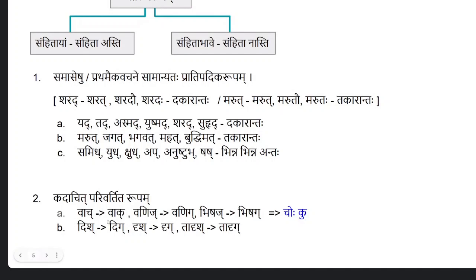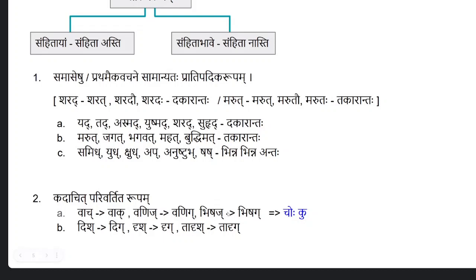Ma'am, Choh ku means the cha varga will change to ka varga, right? Yes, correct. Cho is the cha, because ja becomes ga, Vanij becomes Vanig. So here Vanig is a Pratipadikam. It has a chakara, which is a third letter. So the chavarga is changing to kavarga and the third letter only, respectively. If it is the first letter, it will change to the first letter of the varga. Like this, Vach and Vak: first letters here, third letter here.